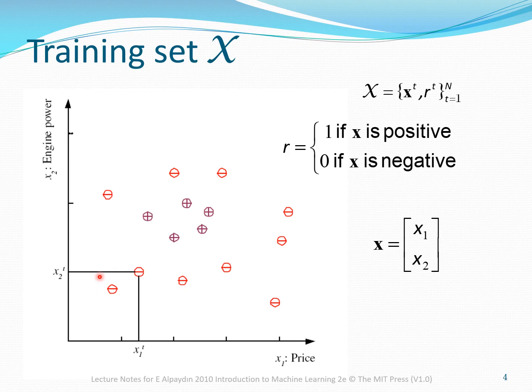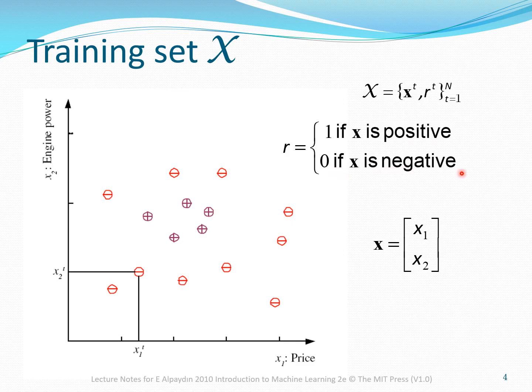Now let us denote the price as the first input attribute x1, for example in US dollars, and the engine power as the second attribute x2, where the engine volume is in cubic centimeters. Thus, we represent each car using two numeric values where x equals x1 and x2. And its label denotes its type, where r equals 1 if x is a positive example and r equals 0 if x is a negative example.